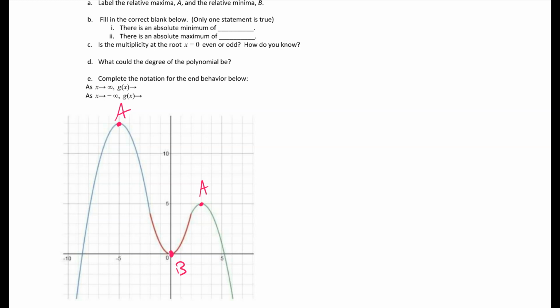There is an absolute minimum of, well, hold on a minute. This graph looks like it's going down forever, right? So I could always pick a point that's lower and lower and lower on this graph. So there is no absolute minimum in this case. So that is not applicable.